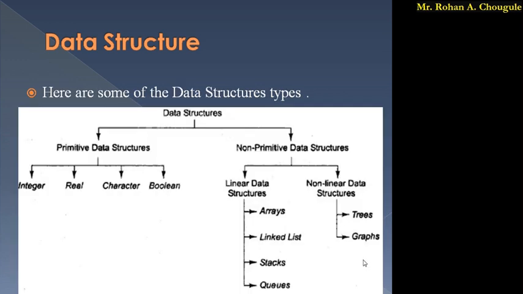So here in this case we have different data structures which are used to store the data. Basically data structure is divided into two types. First one is primitive data structure and second one is non-primitive data structure. In case of primitive data structure, we are having integer, real, character and boolean types, right? On the other hand, in case of non-primitive data structure, we are having again two types. First one is linear data structure and second one is non-linear data structure.